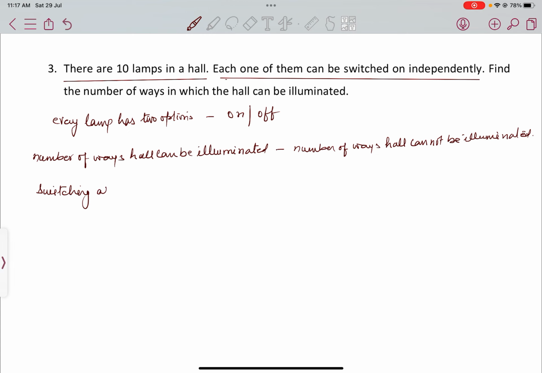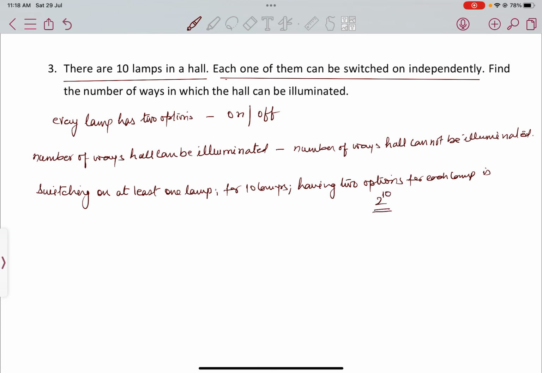Switching on at least one lamp, for 10 lamps having two options for each lamp, is 2 raised to the number of objects taken together. This is 2 raised to 10. This is the value of this. So 2 raised to 10 minus the number of ways the hall cannot be illuminated.